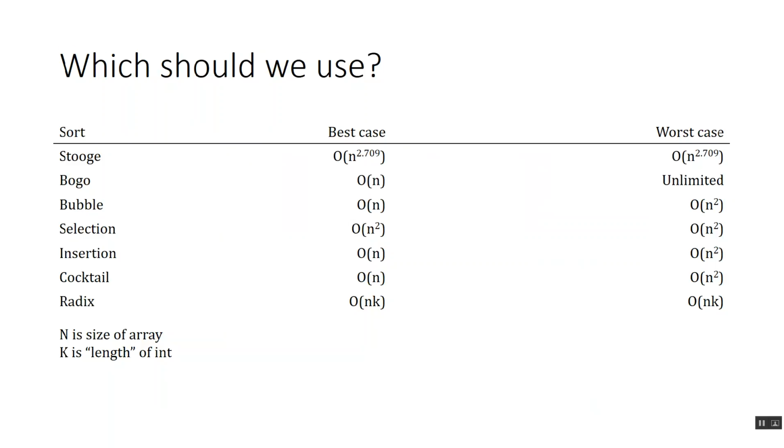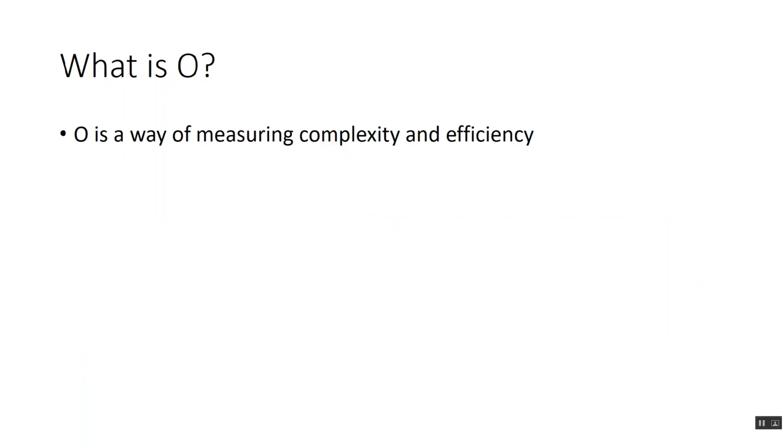Well, here I have a quick table showing these different sorts. So you can see Stooge sort has best case scenario of O(n^2.709), and the worst case is the same. BOGO sort, the best case is O(n), worst case is unlimited. But let's think first, what is O? O is a way of measuring complexity and efficiency.